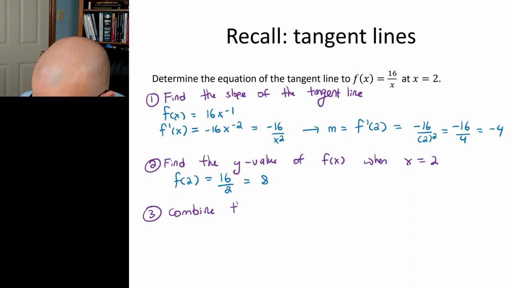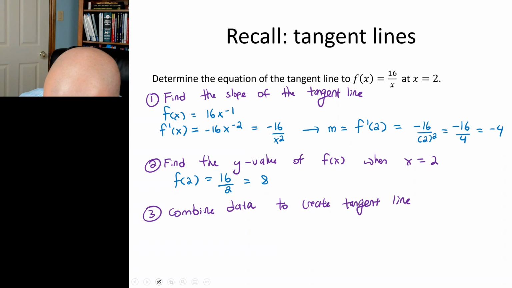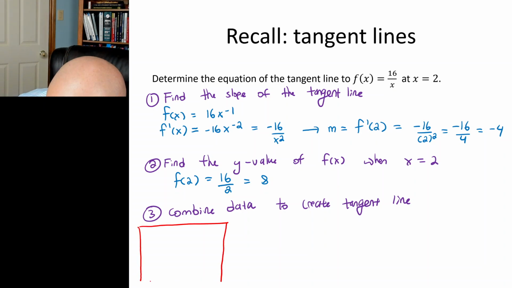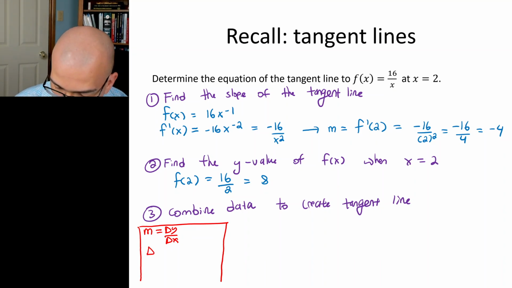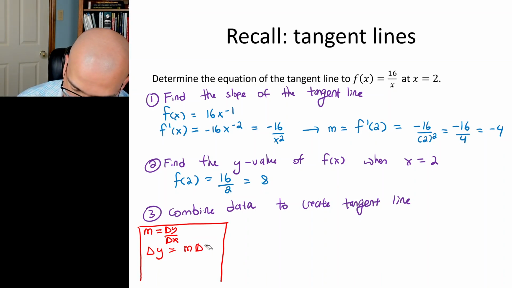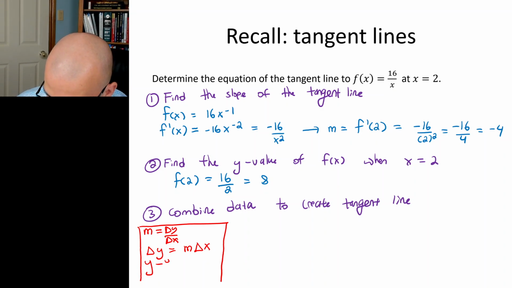Step 3, combine data to create the tangent line. So you know that a line has slope delta y over delta x. You could rearrange this to get delta y is equal to m times delta x. So y minus the y coordinate is equal to m times x minus the x coordinate.